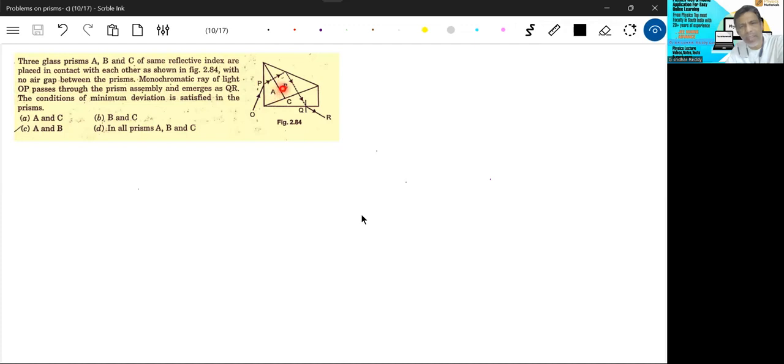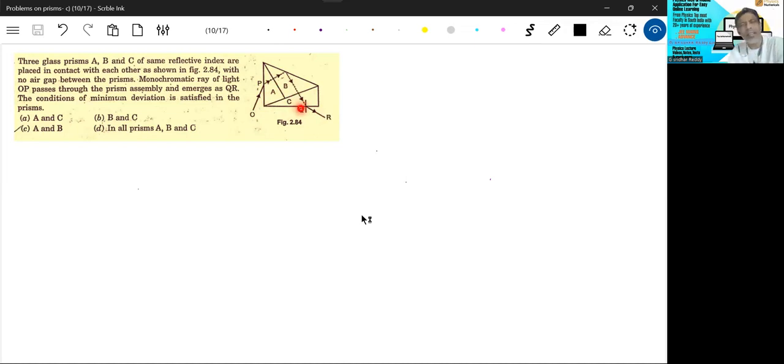Same refractive index A, B, C are placed in contact with each other as shown, with no air gap between the prisms. Monochromatic ray of light OP passes through the prism assembly and emerges in this way. So the light. Okay, fine. The condition of minimum deviation: in which particular prism is minimum deviation there?